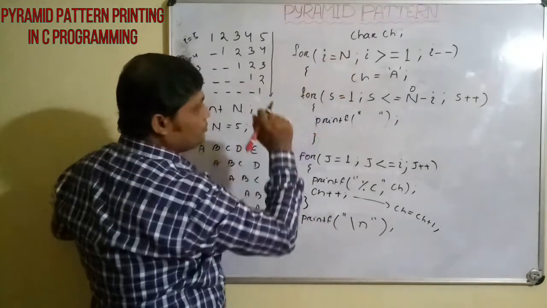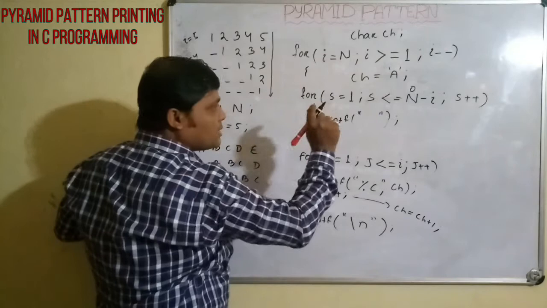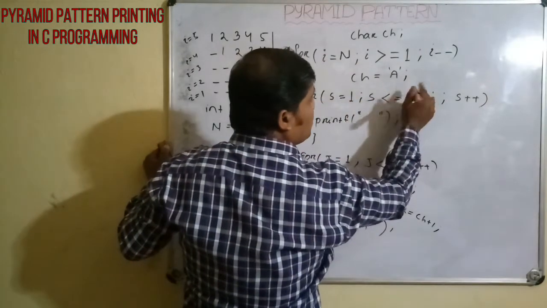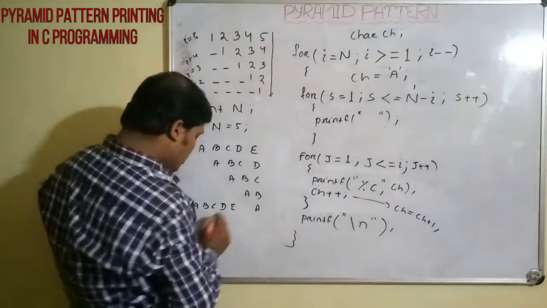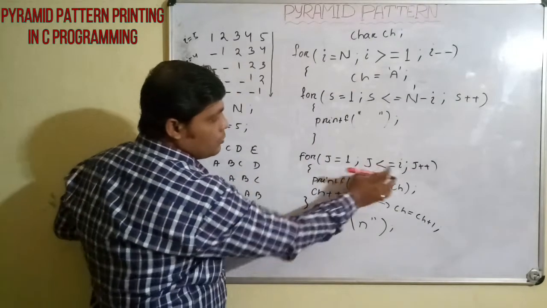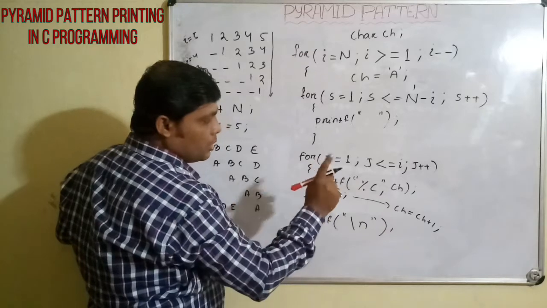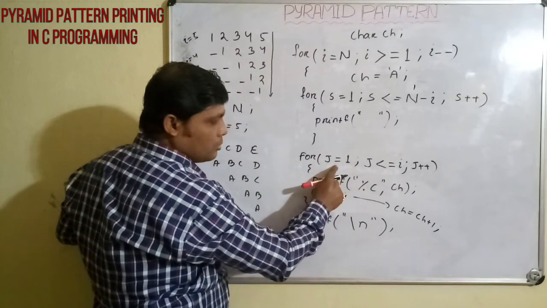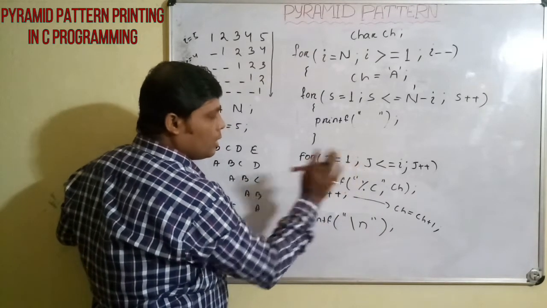I value is now 4. 4 greater than or equal to 1, yes. S from 1 to 5 minus 4, this will be 1, 1 to 1. Only 1 space will be there. Then come here, 1 to 4. 4 times it will work: 1, 2, 3, 4. For J equal to 1 it will work, for 2, 3, 4 it will work.